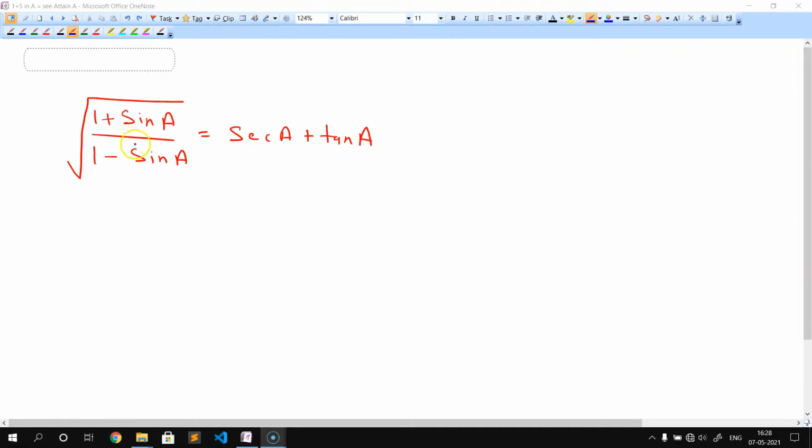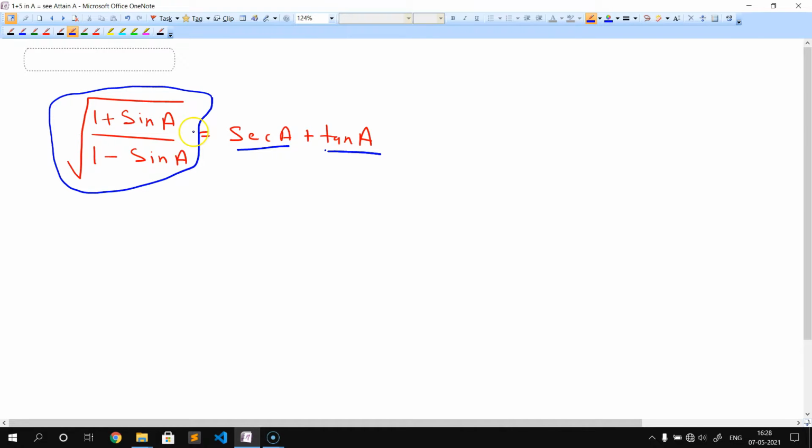Here in our question, it's under root (1 plus sin a) upon (1 minus sin a), which we have to prove equals sec a plus tan a. When we see under root, what comes first into your mind? Of course, squaring both sides. But here we will not do that. If we square both sides, it will become lengthy to solve. We will rationalize its denominator.